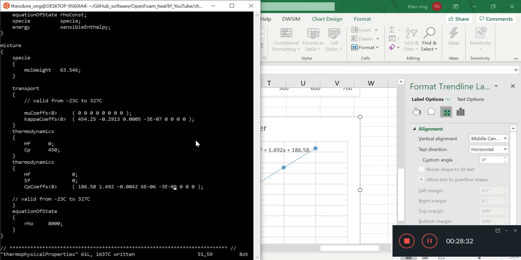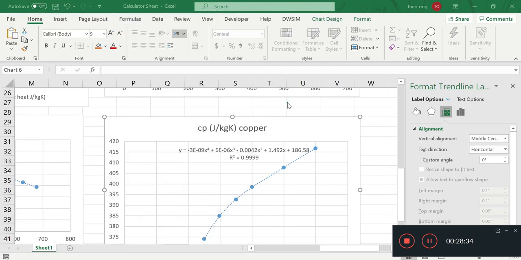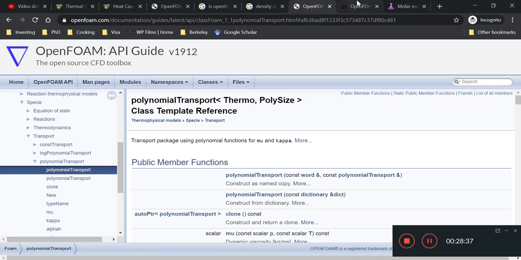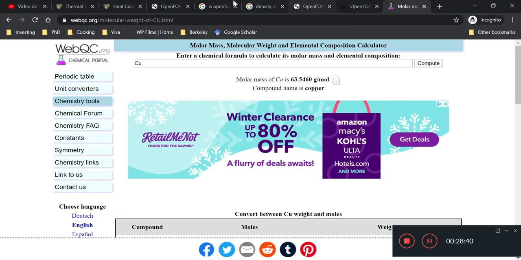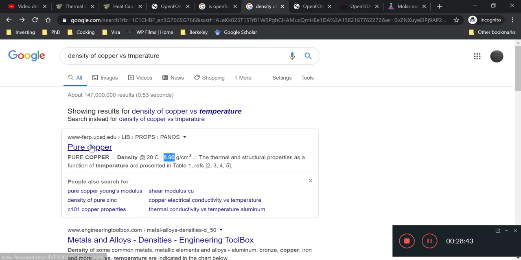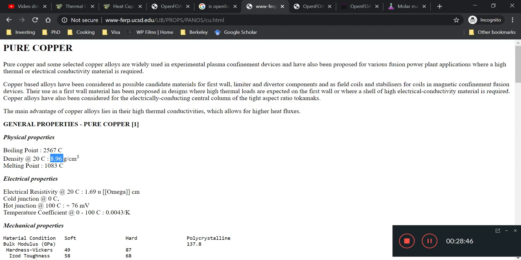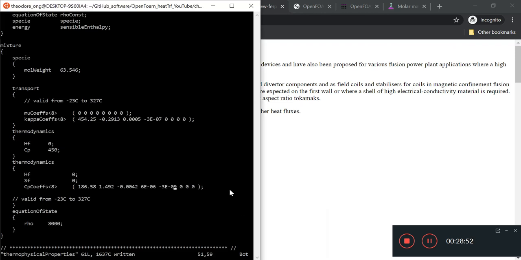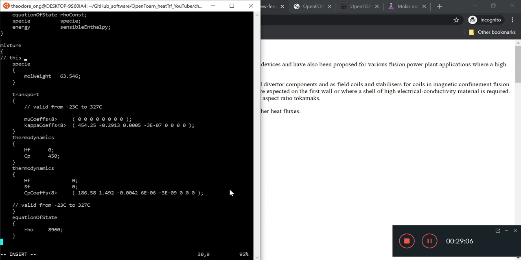Okay. Now the last stop is the rho, which is for copper. Copper's density, where is it? Here. Okay, pure copper has a density of 8.96 gram per cm cubed, or 8960 kg per meter cubed. So let's write that down. 8960, and just to note, I guess in the mixture, it's always good to write this is for copper, or you can put pure copper.